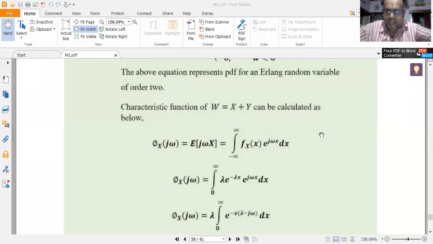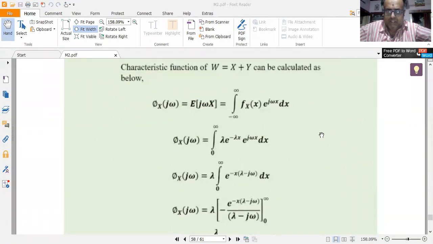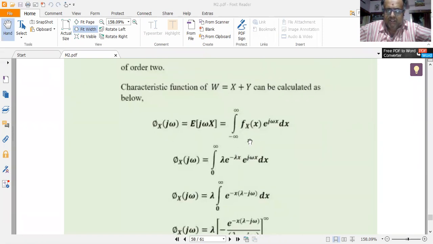The correction would be there in the video, right? Though I have deleted it. So this would be, but here f_X of x is defined only for x greater than or equal to 0. That is, it has a non-zero value lambda e to the power of minus lambda x for x greater than or equal to 0, and a 0 value for x less than 0. That's why phi X of j omega becomes integral 0 to infinity lambda e to the power of minus lambda x into e to the power of j omega x dx.